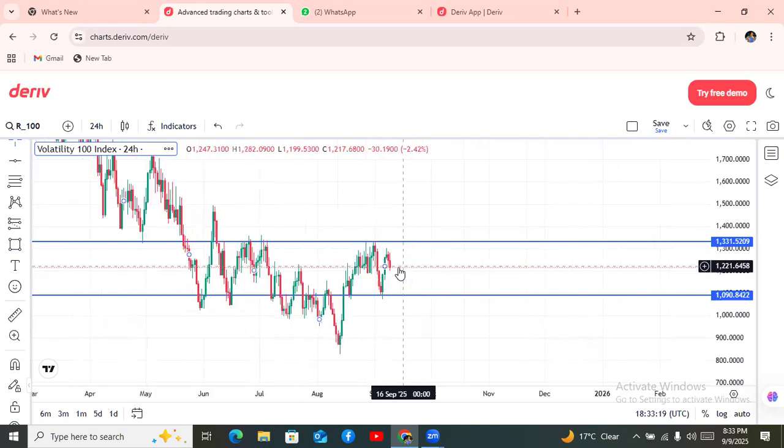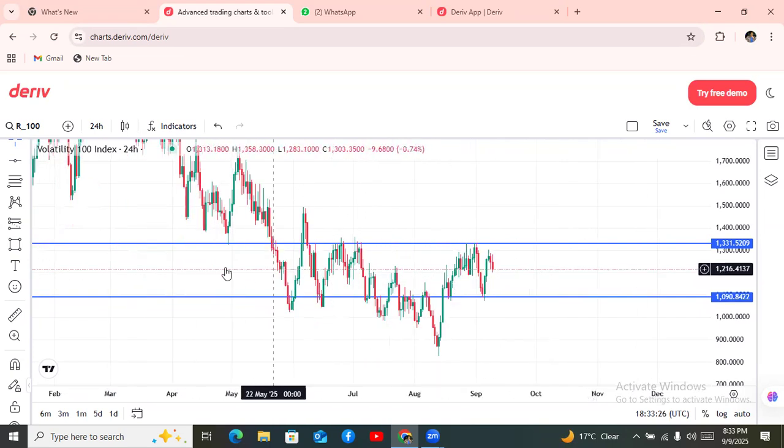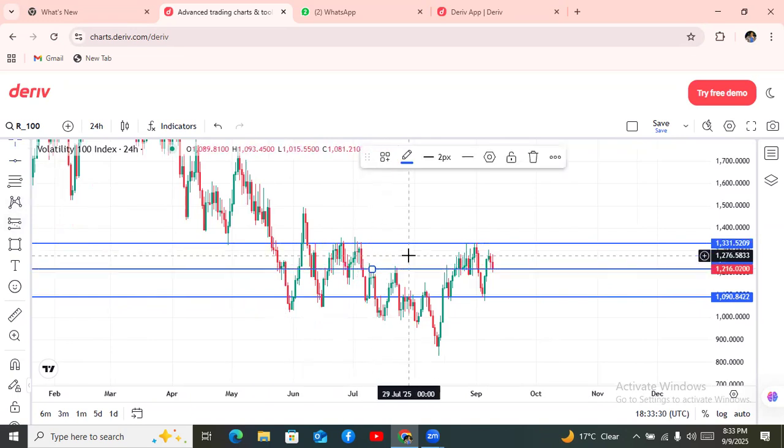Okay. So these are our two very important levels. These are our two crucial levels. We can also consider this one as an important level there.